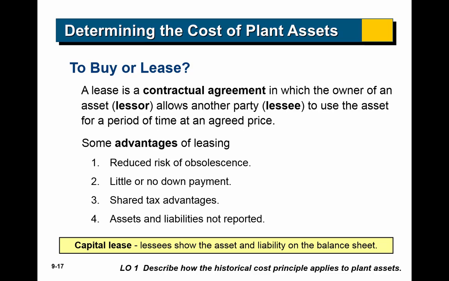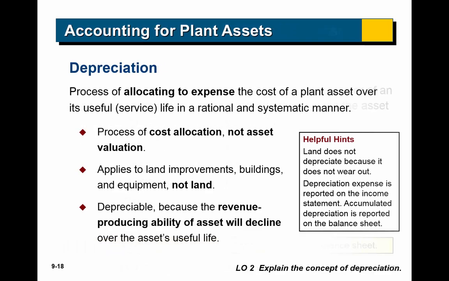The lessee shows the asset and the liability on their balance sheet. So even though it's a lease and you don't actually own, let's say, the car or the piece of equipment or the building, you still carry it on your balance sheet as an asset, and the liability, the amount you owe on the contract, also gets carried on there. So that's a little different than most people think. That's called a capital lease.